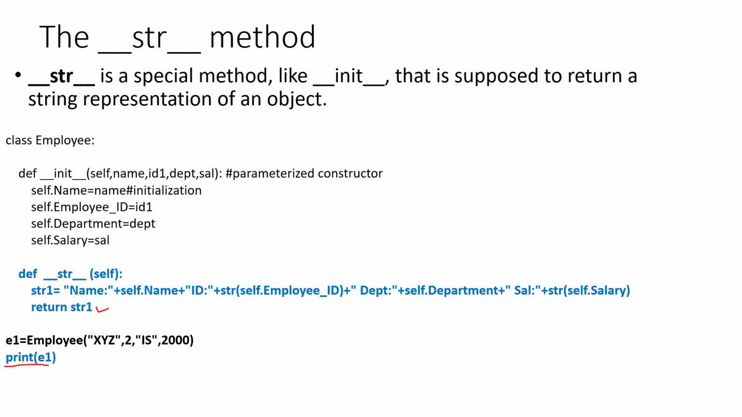This is how str works. Print of E1: as str is defined, str returns a string, and that string is displayed using print. So this is an advantage of the str method. This is similar to toString in Java.